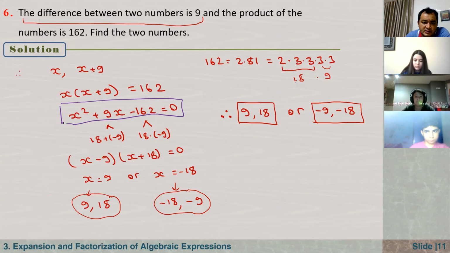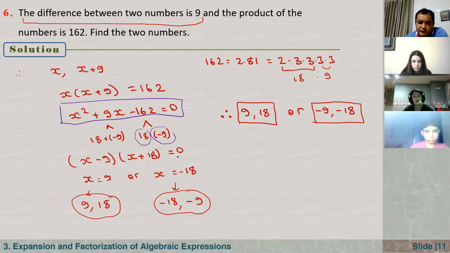So how do you factorize this? I found two numbers, 18 and negative 9. Their product is negative 162, and their sum is 9. At the time, we can factorize it as x minus 9, x plus 18, right?